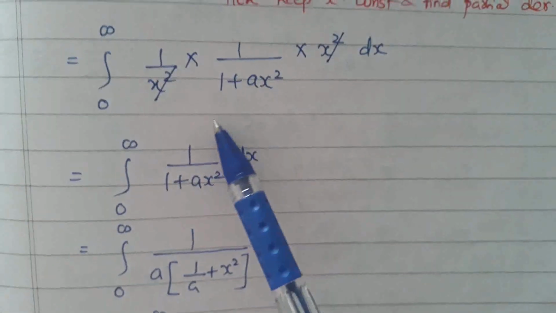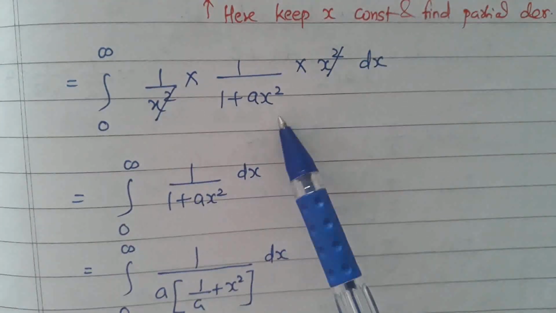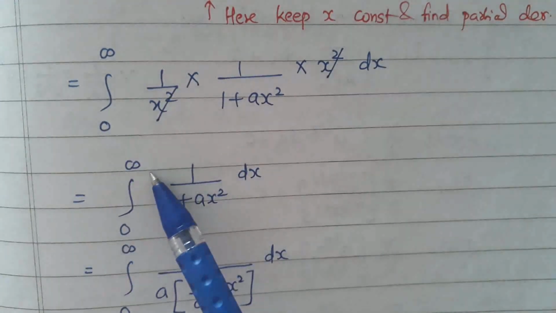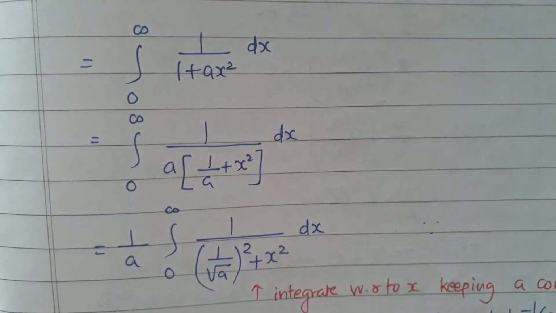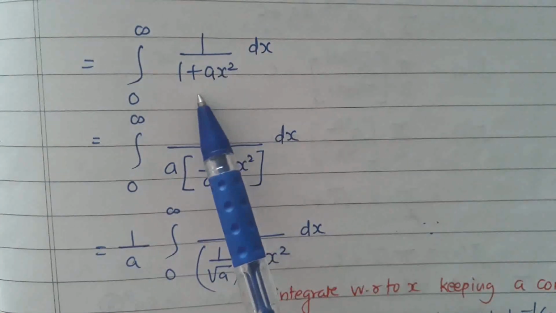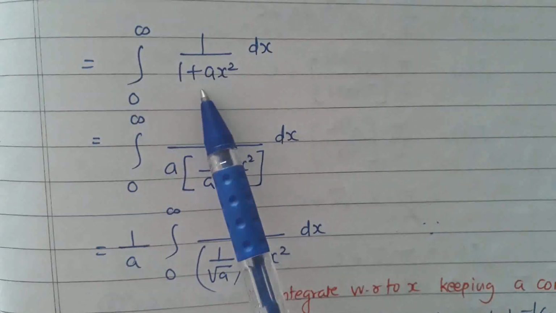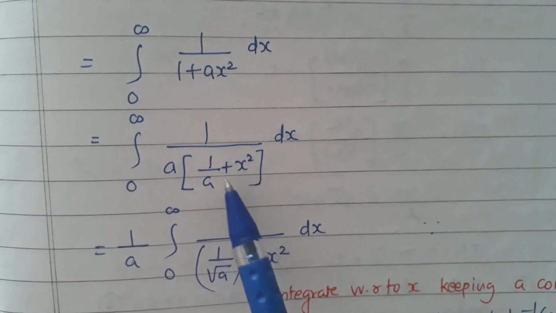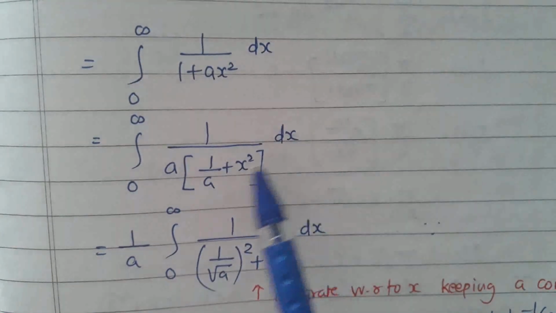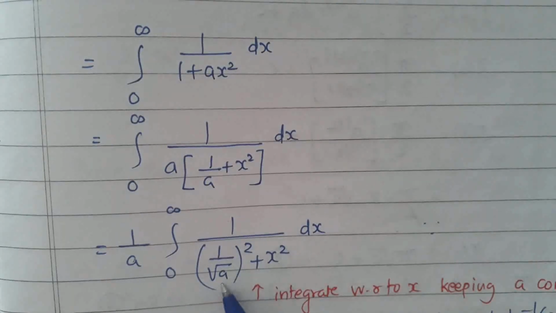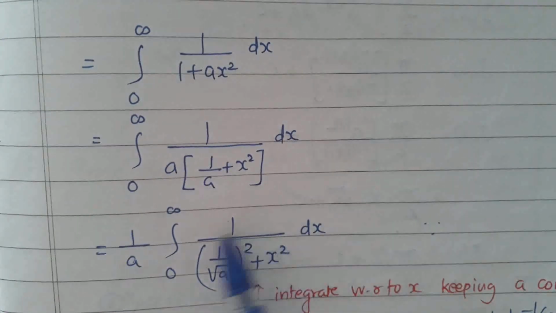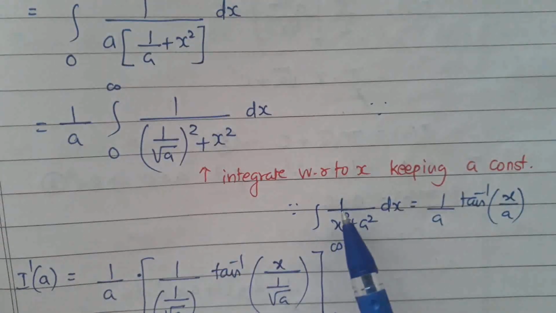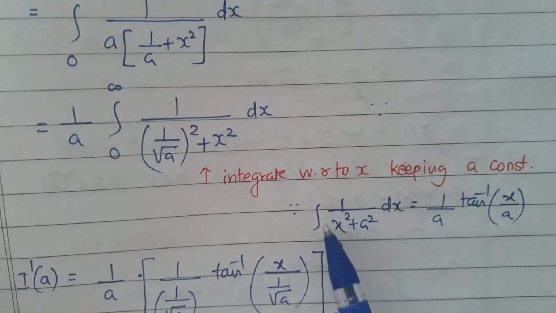Integrate this function 1 plus ax square dx with respect to x within the limits 0 to infinity. To evaluate this integral, use the standard integration formulas. First of all, take a outside. This becomes 1 upon a plus x square dx. Write 1 upon a as 1 upon root of a, bracket square, and this will reflect into a standard formula of the form integration of 1 upon x square plus a square.